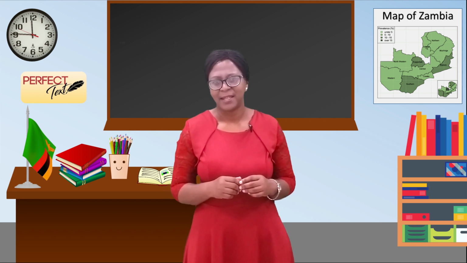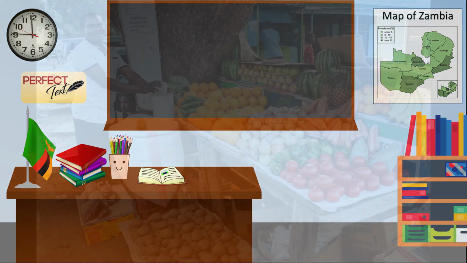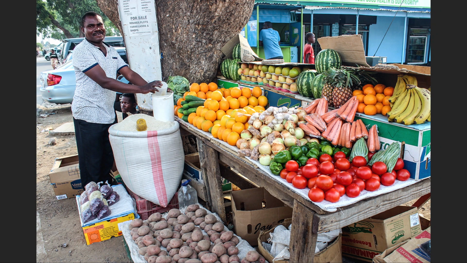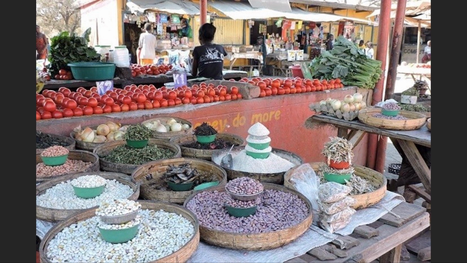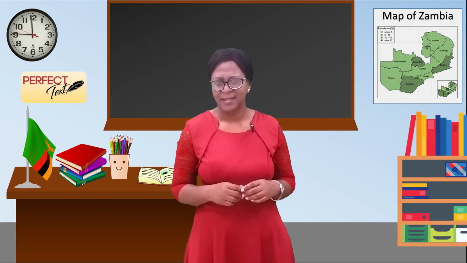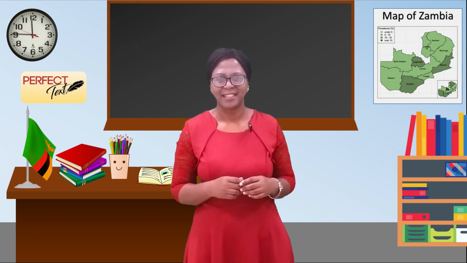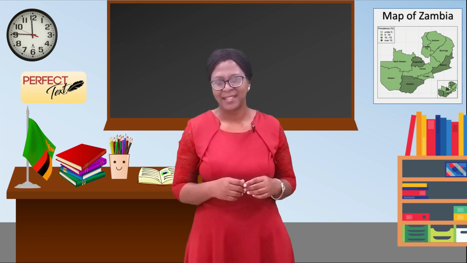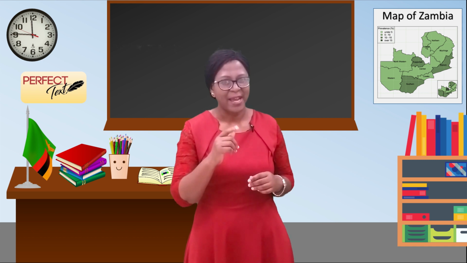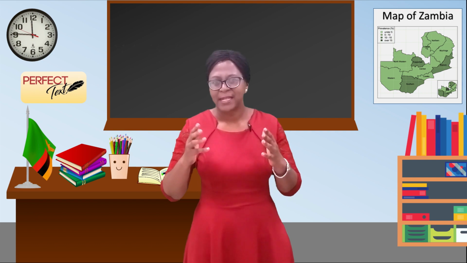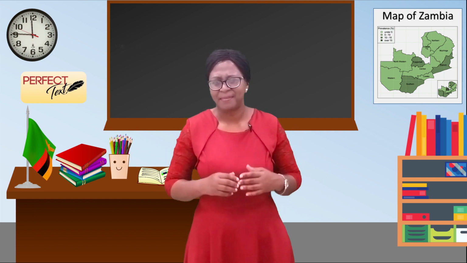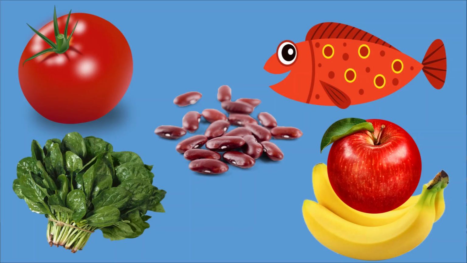Listen to this sound and look at the picture. Do you know what that place is? Yes, it is the market. Do you know what happens at the market? You are right. People buy and sell different kinds of things at the market. They sell vegetables, they sell fruits, they sell fish, they sell beans, all sorts of things.